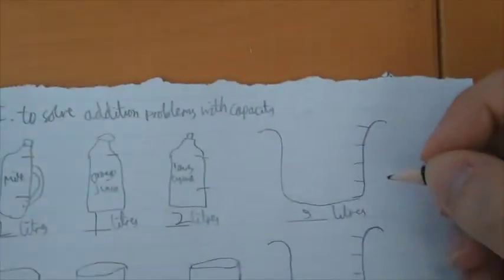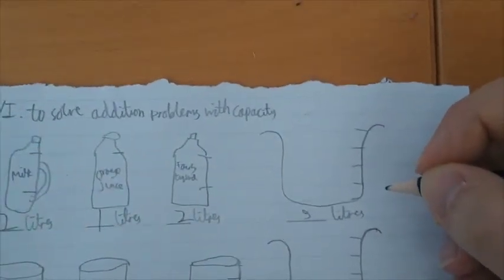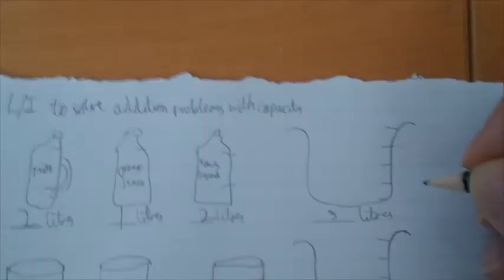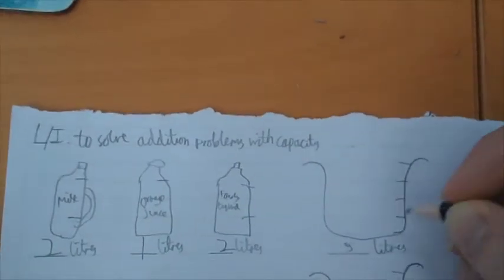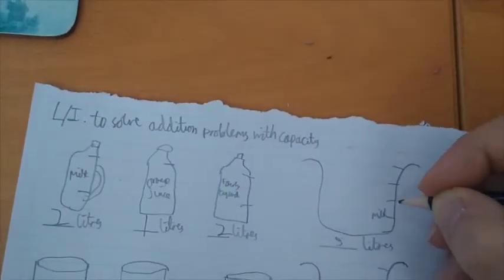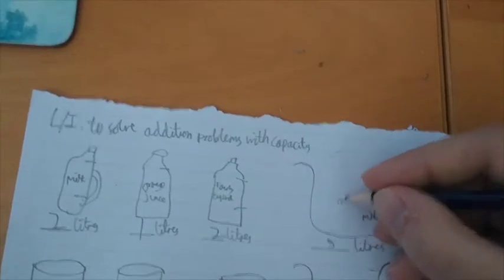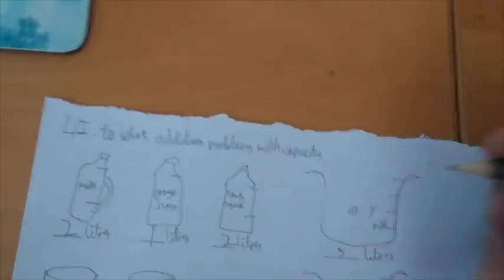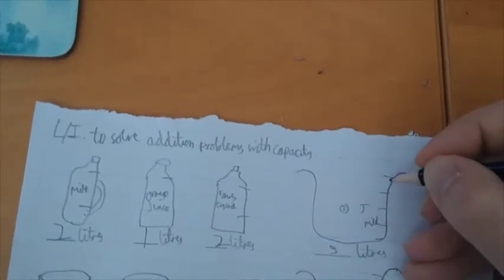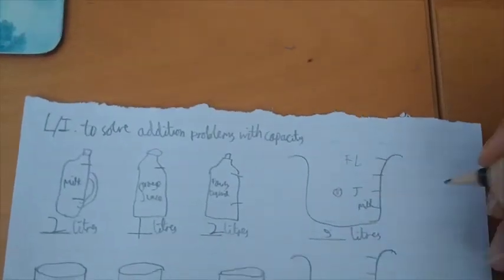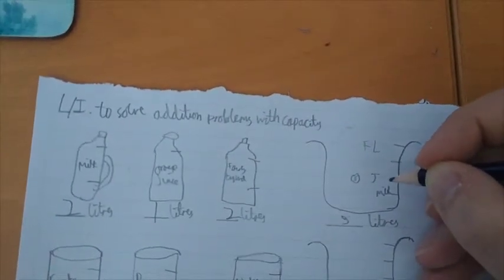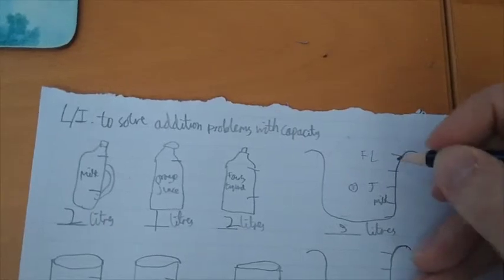What I'm going to ask you to do is put where the certain ingredients come up to on this measurement. So we have our 2 litres of milk here, so let's put milk. Our litre of orange juice goes here, so I'm just going to put OJ for short, which stands for orange juice. And then our 2 litres of fairy liquid are here, so FL, fairy liquid. So we have 2 litres of milk, 1 litre of orange juice and 2 litres of fairy liquid.